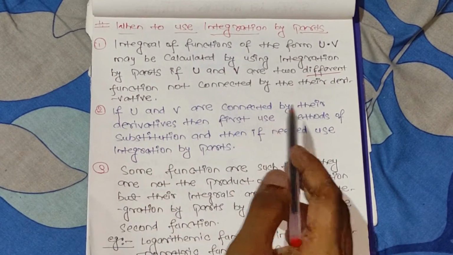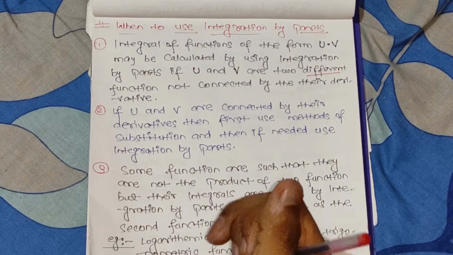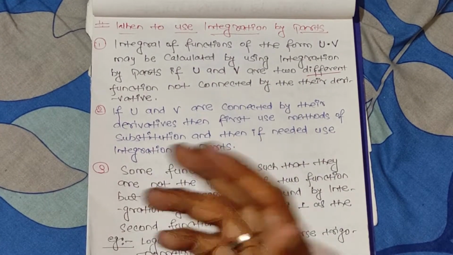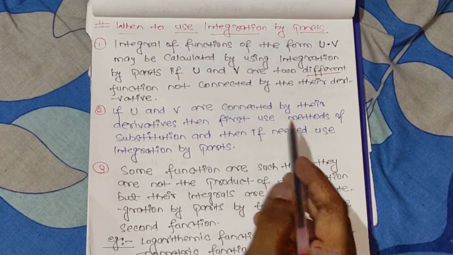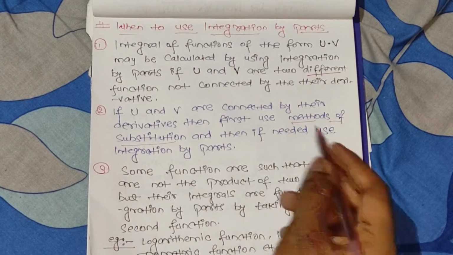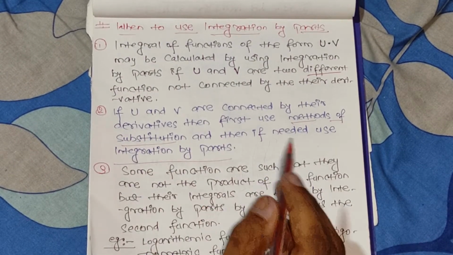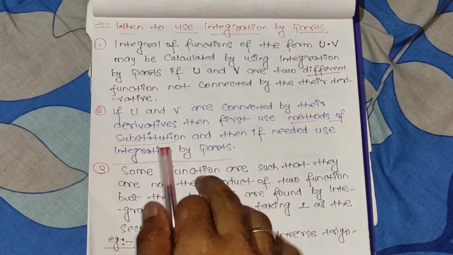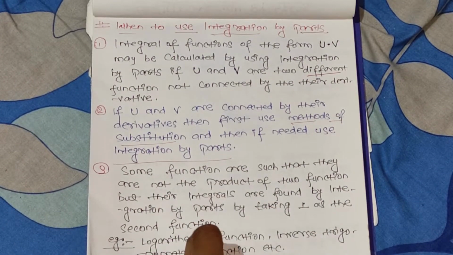Apart from this, if u and v are connected by their derivatives, meaning when we take the derivative of both functions we get the same function, then in that case we use the method of substitution first, and then if needed we use integration by parts. But in most cases, when we apply the method of substitution, we get our answer.